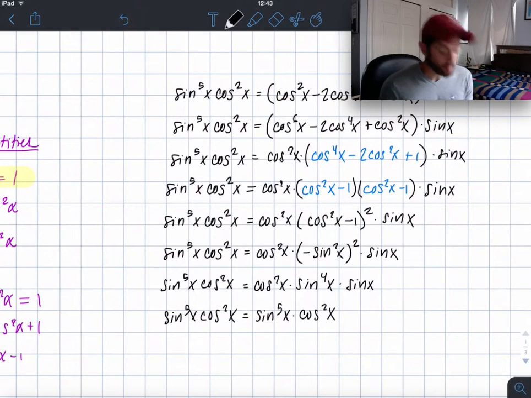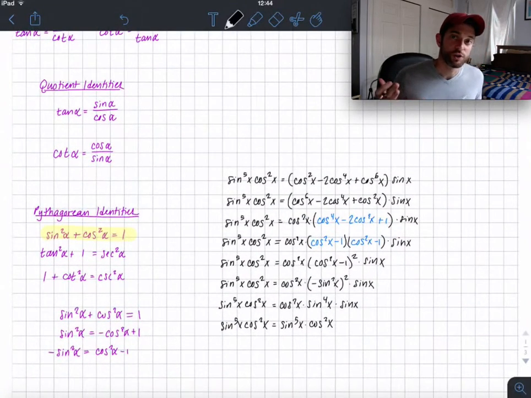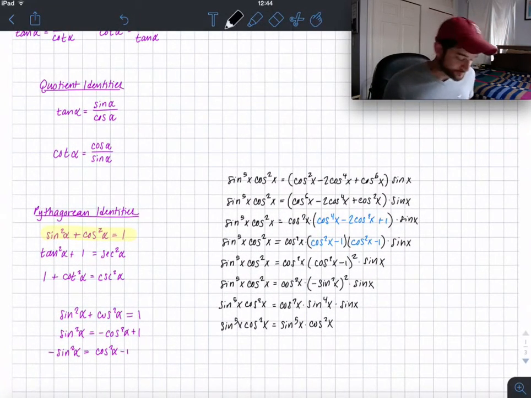That was kind of a long one, but if you see polynomials, mainly trinomials, there's a chance that it can factor like a quadratic, or in this case like a fourth degree, and you can use some of your identities to change it into whatever you want it to.